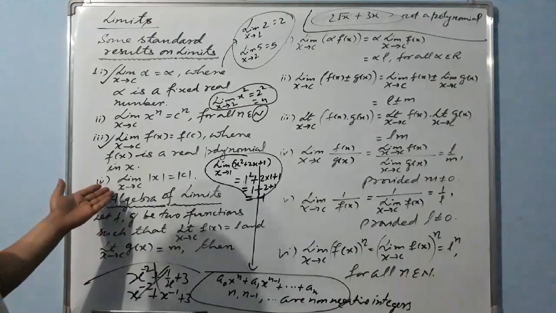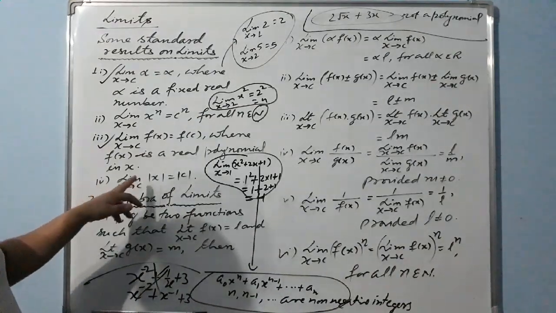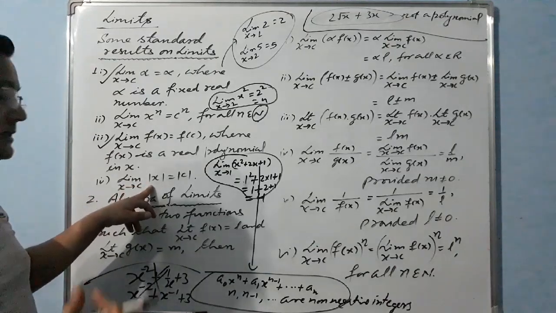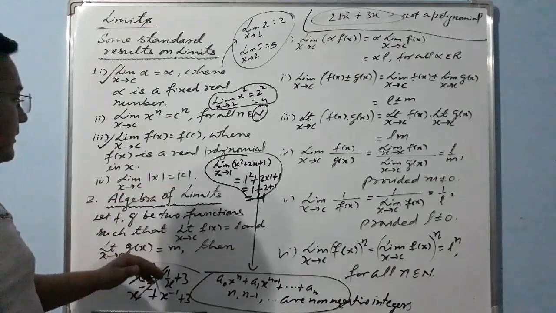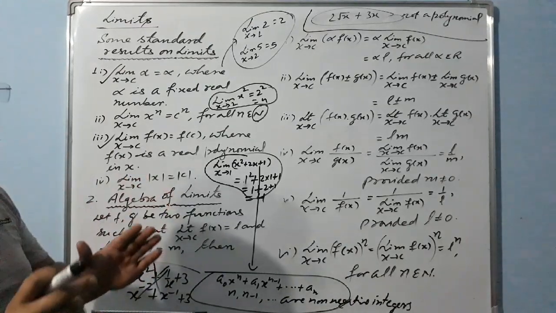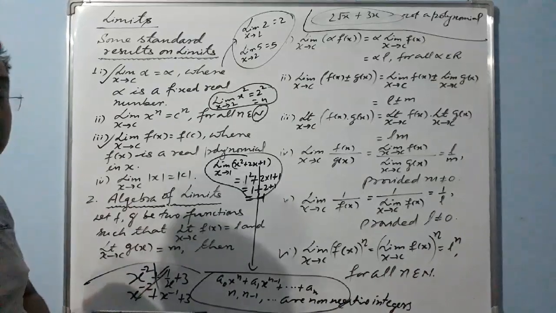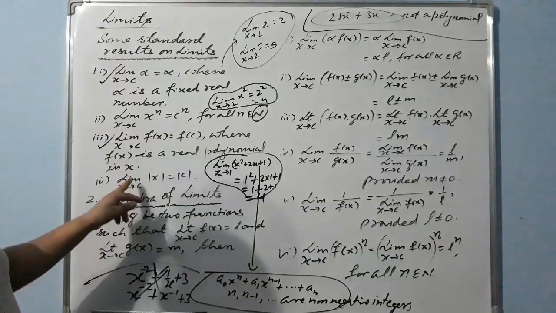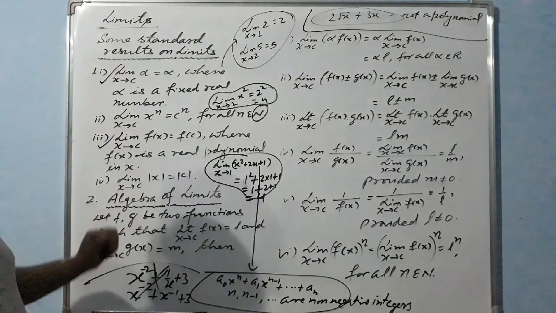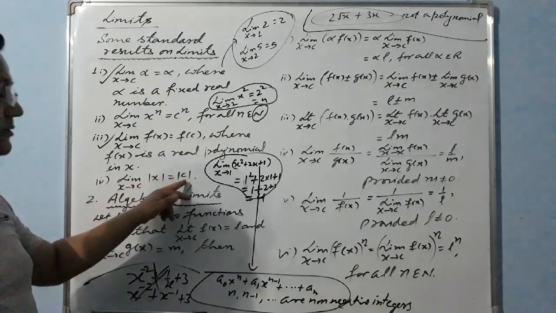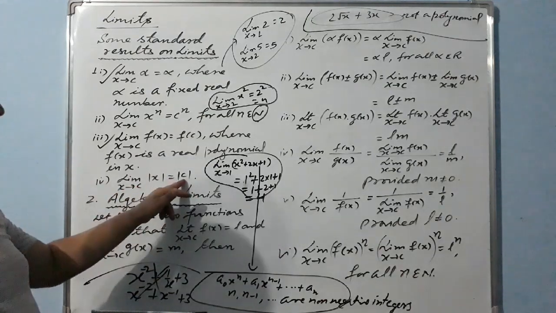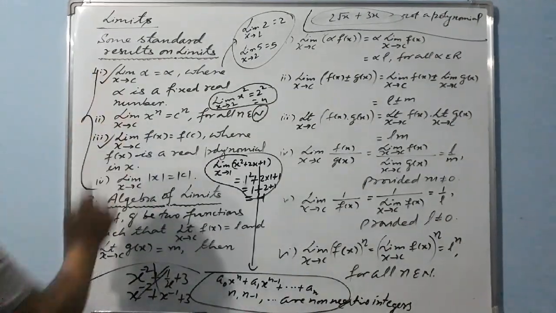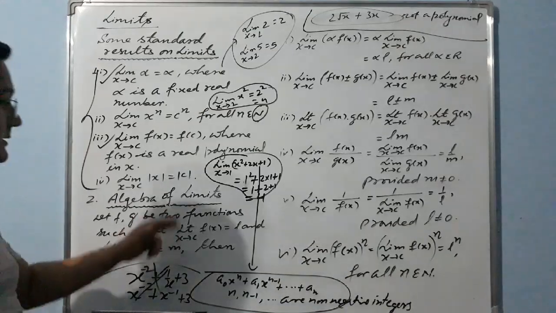Similarly, we can use this standard result if you have a limit of absolute value of x. This is called the absolute value function. If the variable is inside the modulus sign, that is called an absolute value function. Here the limit of the absolute value function as x tends to c is simply equal to mod of c, right? These are the first four results, and let's move into the algebra of limits.